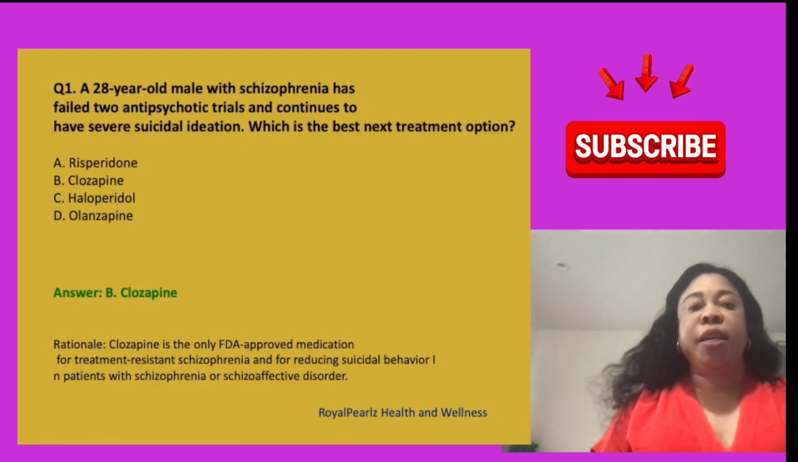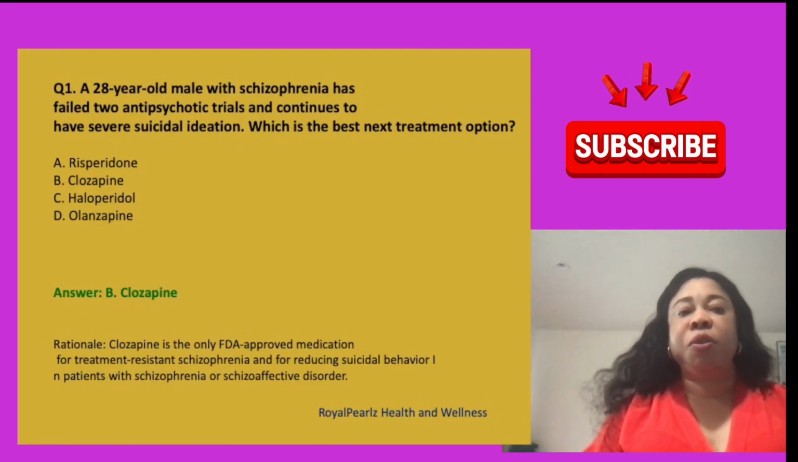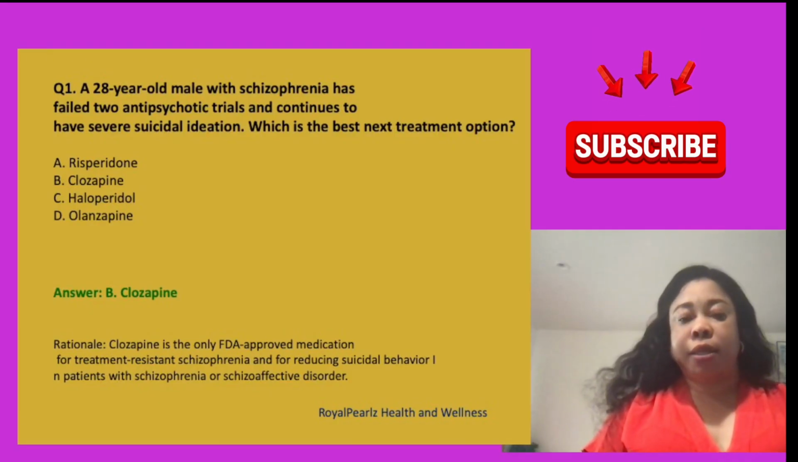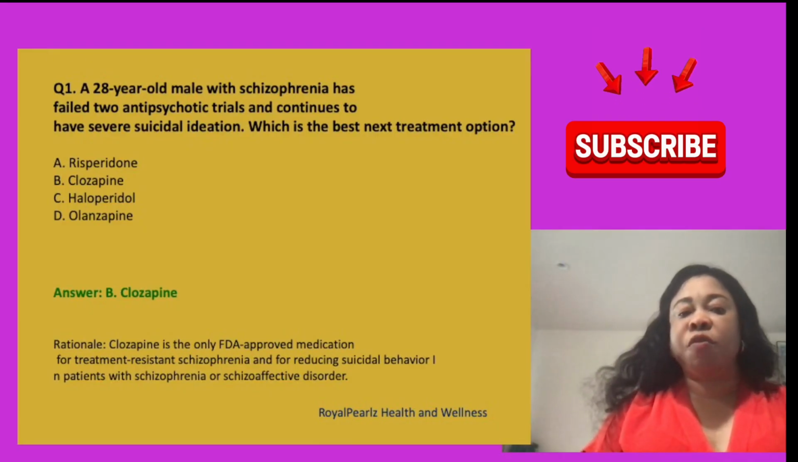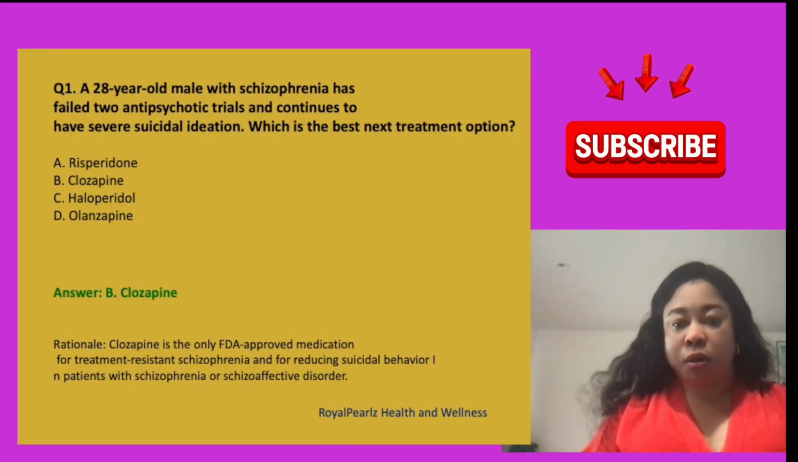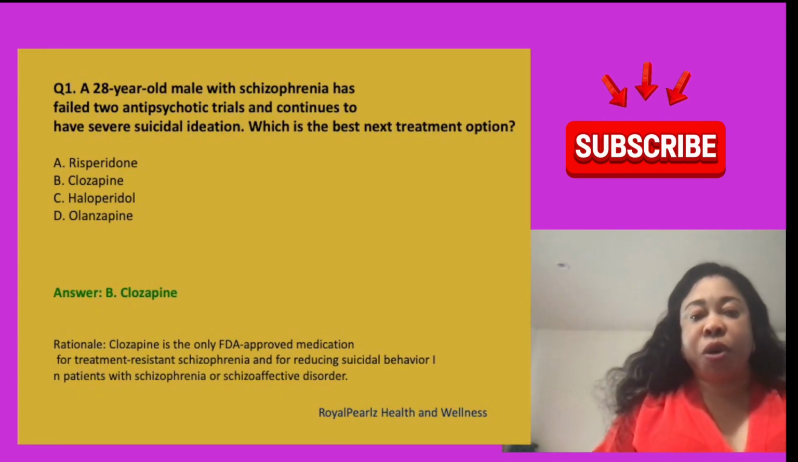Number one says, a 28-year-old male with schizophrenia has failed 2 antipsychotic trials and continues to have severe suicidal ideation. Which is the best next treatment option? We have risperidone, clozapine, haloperidol, and olanzapine. And here we say the answer is clozapine. If you look at the rationale, it says clozapine is the only FDA-approved medication for treatment-resistant schizophrenia and for reducing suicidal behavior in patients with schizophrenia or schizoaffective disorder. You need to remember this for your exam.